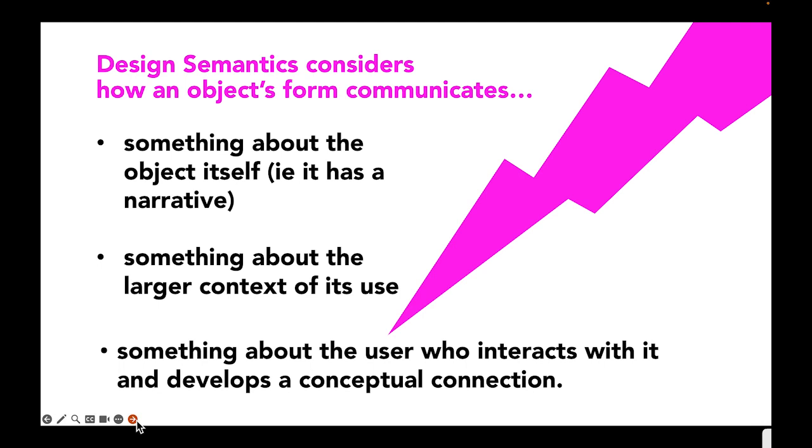Design semantics considers how an object's form communicates something about the object itself, i.e., when we look at an object or use an object, it has a story or a narrative. It might communicate something about the larger context of its use. So if it's an object that's supposed to be used around a swimming pool, we'll know that it's probably encased in a material that prevents water entering its technical package. And then it also communicates something about the user who interacts with it and develops a conceptual connection.